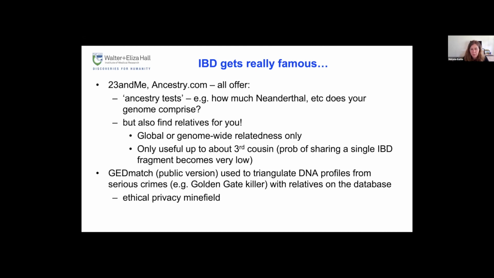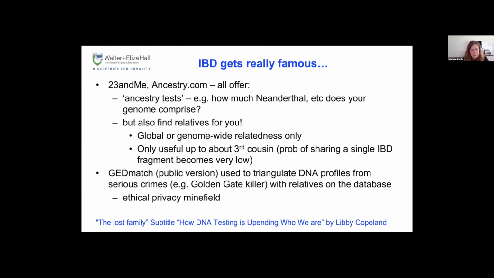And that's now been done not just for the Golden Gate Killer, but for I think more than 30 killers. I think 30 serious crimes, that I read that number in an article recently. Sorry, I couldn't find the article again. But it is an ethical privacy minefield, and it's being heavily debated as to what this means for relatives who have their data on these public databases.